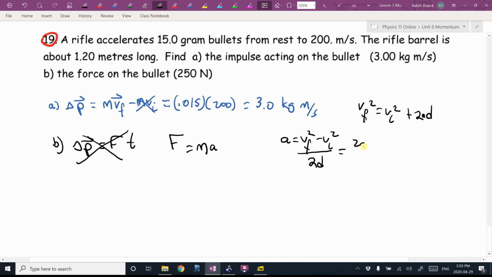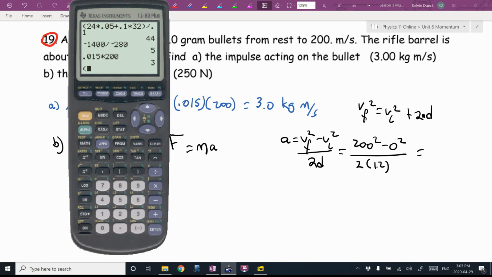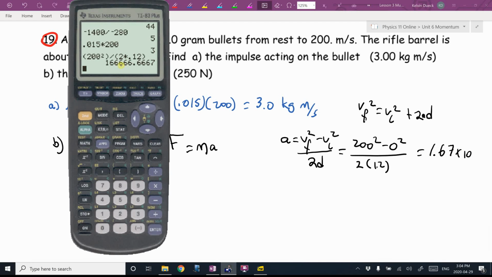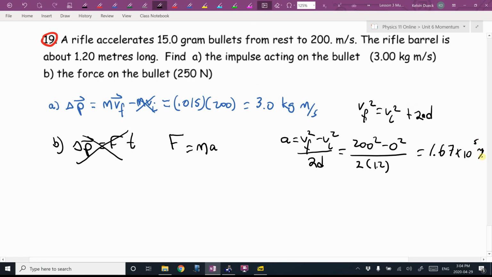So it's going to be 200 squared minus 0 squared all over 2 times 1.2. I'm expecting a pretty big acceleration because it's a bullet. 200 squared minus 0 squared won't make a difference at all. 2 times 0.12. I get an acceleration of 1.67 times 10 to the 5 meters per second squared. And now I'm going to walk over here. F equals 0.015 times 1.67 times 10 to the 5th, although you know I'm going to use my answer button.